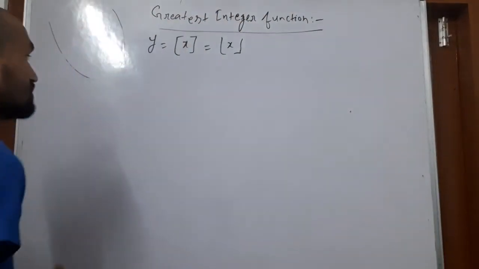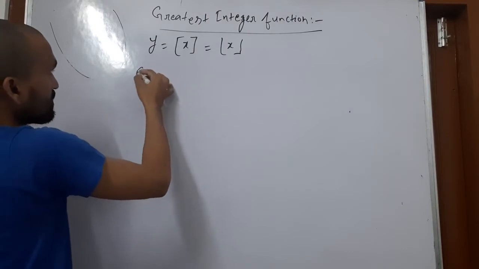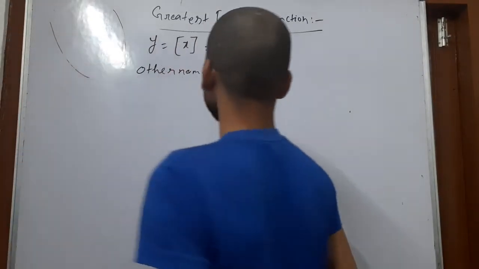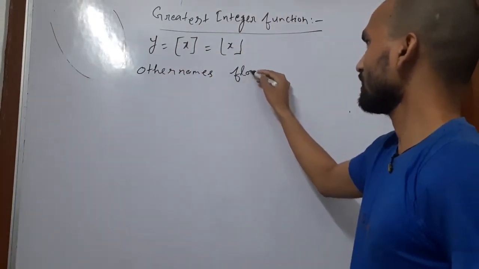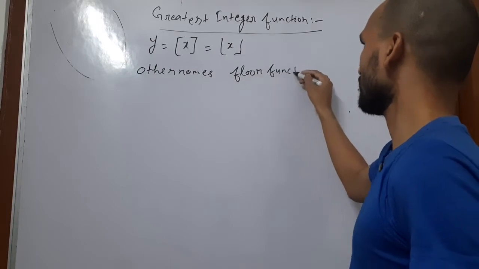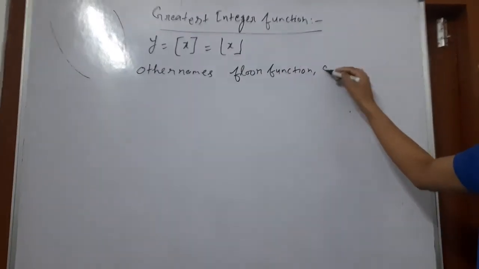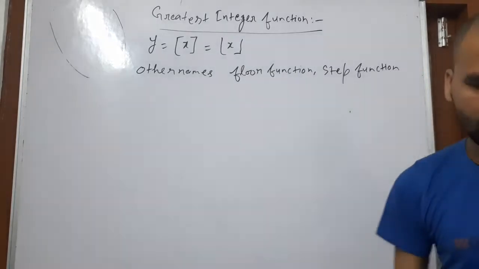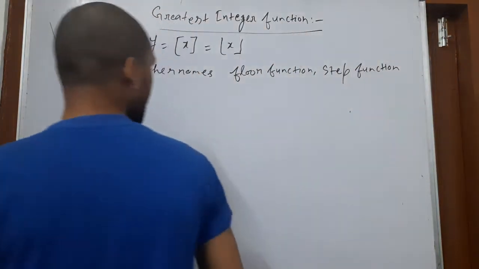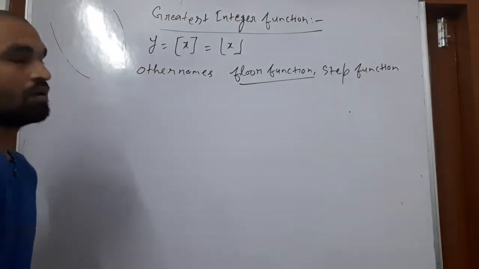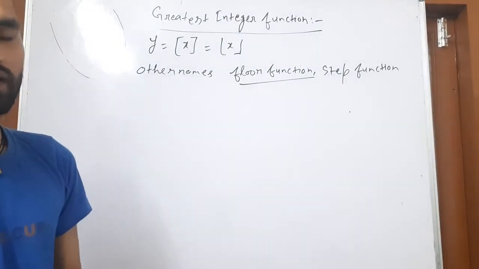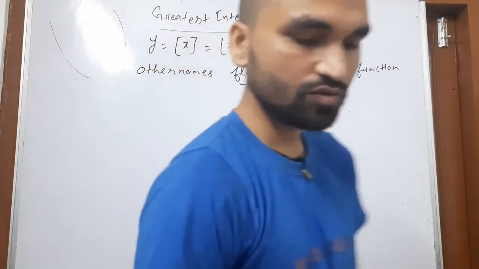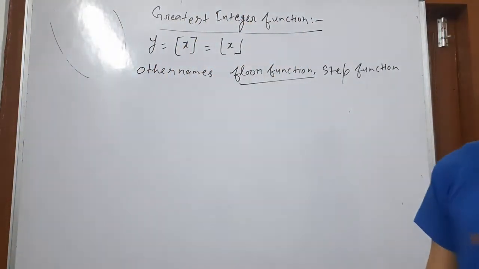Now we should know what its other names are. Its other names are the floor function, and it is also known as the step function. Okay students, its other names are step function and floor function. So we can call the greatest integer function the floor function or step function. Okay, now we should discuss its properties.